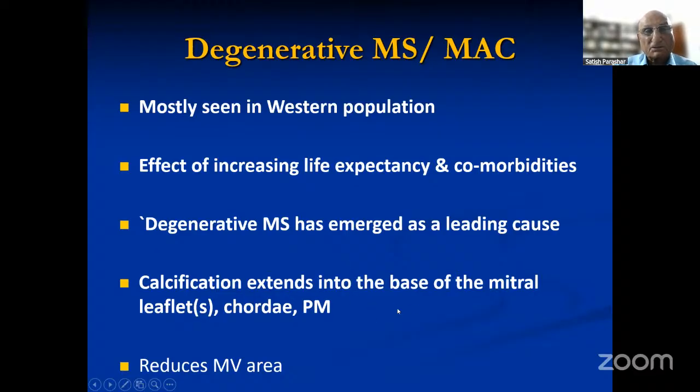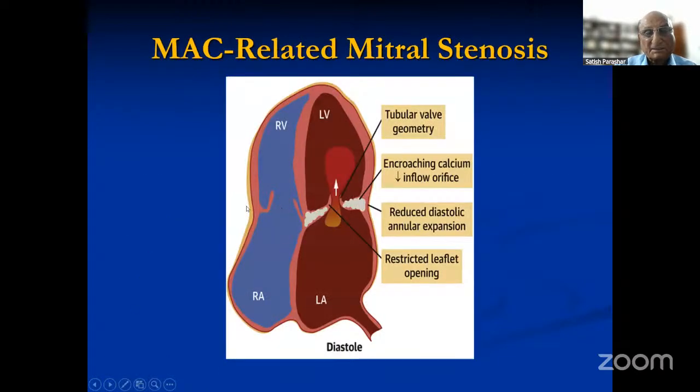We also see a lot of degenerative mitral stenosis, but we try to overlook it because of mitral annular calcification. So remember that when there is a mitral annular calcification, it reduces the diastolic annular expansion, and most of this calcium goes to the bases and the mid portions of the inflow orifice, and that can produce a sort of mitral stenosis.